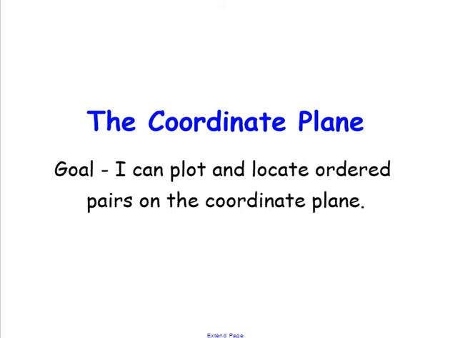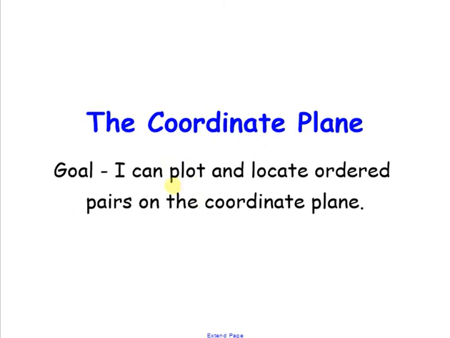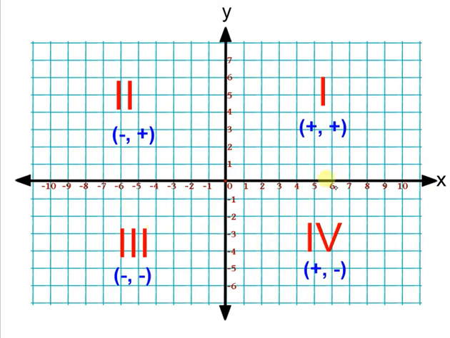Alright, in this lesson we're going to continue looking at the coordinate plane, but this time we're going to look at the complete coordinate plane instead of just quadrant number 1. Your goal for this lesson is: I can plot and I can locate ordered pairs on a coordinate plane. Remember that an ordered pair is x comma y, where x is the x coordinate and y is the y coordinate. They're separated by a comma and put into parentheses. Alright, let's go ahead and get started.